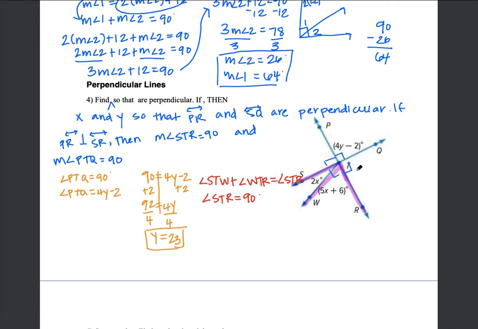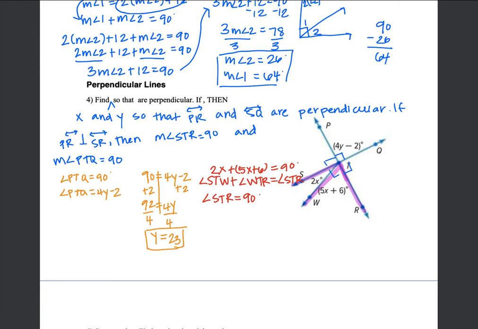Okay, what else do I know? I know that STW, so this angle right here, STW is 2x. They told me STW is 2x. And they also tell me that WTR is 5x plus 6, so I can just write that here. 5x plus 6. And then, well, what's STR? STR is 90 degrees. I'm just substituting in everything that they gave me.